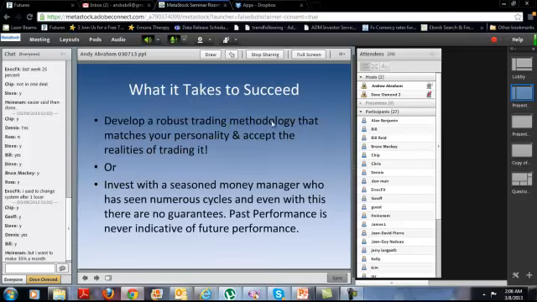A robust trading methodology that matches your personality, and you accept the realities of trading it. Again, simple works. You don't have to go to Wharton. You don't have to go to Harvard. Hopefully Dave or Derek will invite me for another one of these webinars, and I'll go through and give you exactly my trading plan. And people say, that's it? Well, guess what? That is it. I know what I'm looking to buy. I know how much to buy. And I know when to get out with a profit or a loss. It's not rocket science. It doesn't have to be.